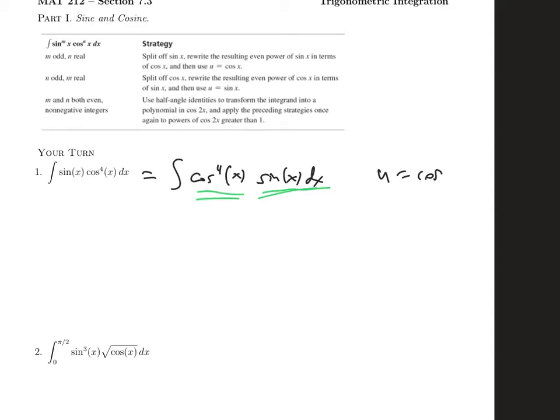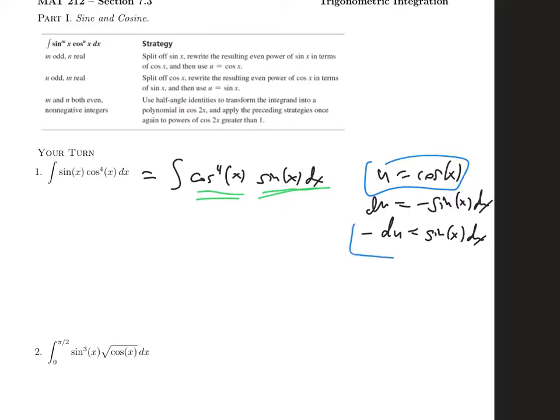U equals cosine x, then du is negative sine x dx. So that negative is something we'll have to take care of. If it's me, I'm going to multiply on both sides by -1 so that I have both of these things to use now for my substitution. And if you look at the pieces that I have, I can take care of everything that's in that integral using one of these two things.